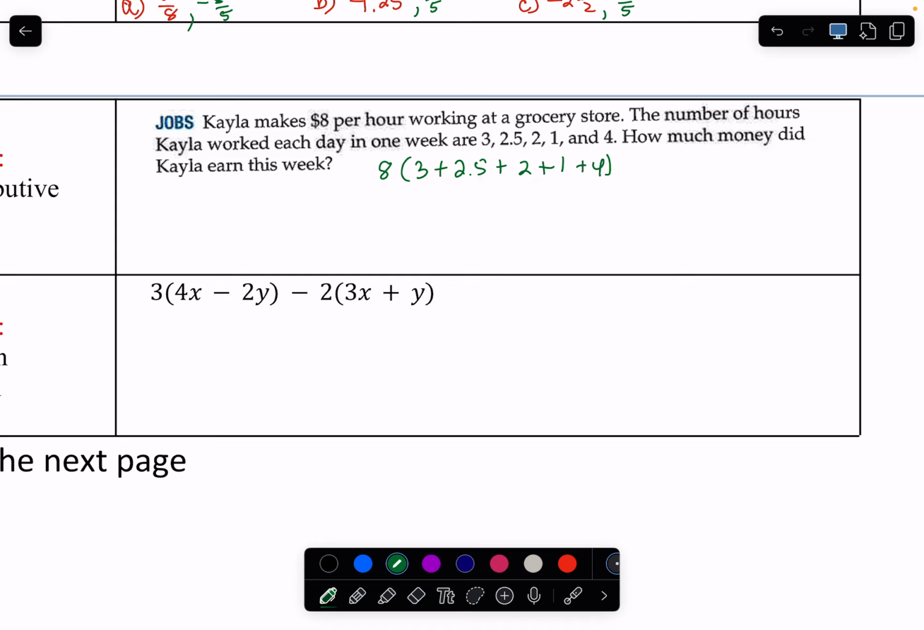Okay? So one way to calculate this, if we follow order of operations, is to sum up the total hours, and then we're going to multiply by 8. So that's one way to do it. Or we can calculate the money she makes every day and then add them up. So let's do it both ways to show that the distributive property does indeed work. Now, if we were to actually distribute, we would do 8 times 3. 8 times 2.5 is 20. 8 times 2, 8 times 1, and 8 times 4. Okay, so that's one way to do it. So if we distribute, that does work.